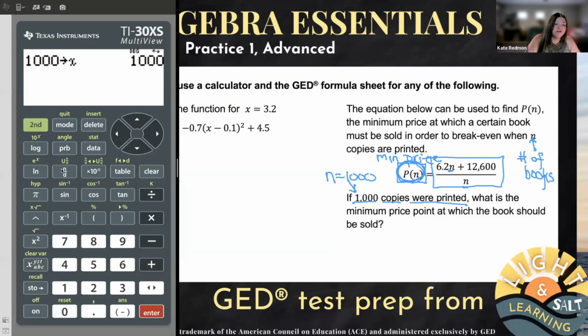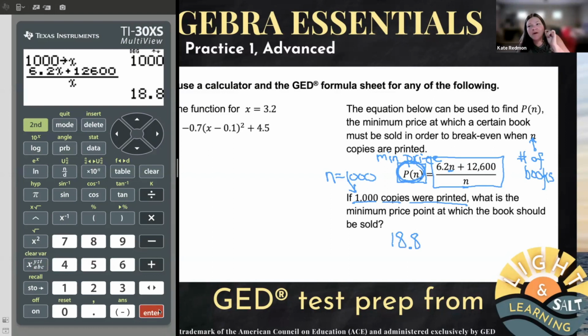I'll show you. So fraction bar, we'll do 6.2, and we're not going to find n. There is no n. So we had said we would use x plus 12,600. That's on the top, and that's going to be over, again, the variable. We chose to use x. Go ahead and press enter. And what is the minimum price point at which the book should be sold? Well, it's 18.8, but this is a price point, guys.